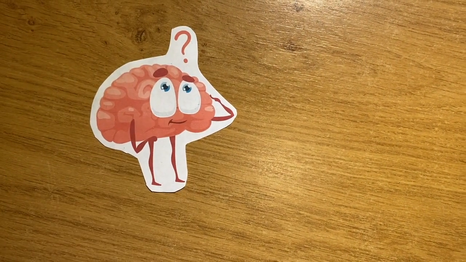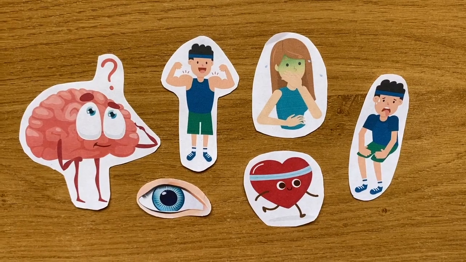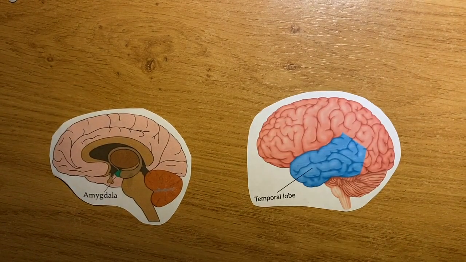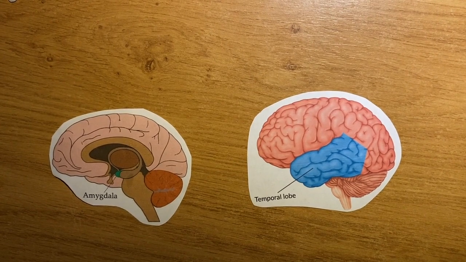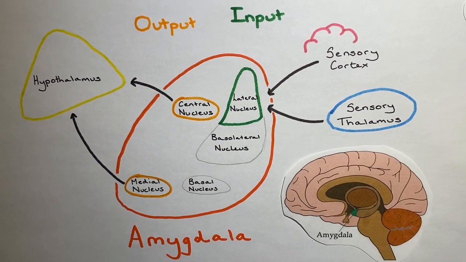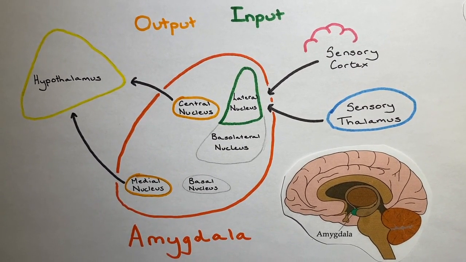So, the question remains, what is going on in the brain to trigger these fear responses? Our answer lies with the amygdala. Found in the middle of the brain, towards the top of the temporal lobe, the amygdala is the brain's main centre for emotion regulation and is specifically associated with processing fearful stimuli. Structurally, the amygdala is made up of several groups of nuclei, some of which are included in this diagram.